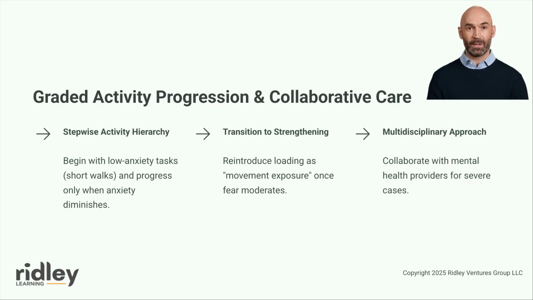The graded activity progression for this patient might begin with short walks on flat ground, which she currently tolerates with mild anxiety. Success at this level, demonstrated by completing walks without worsening symptoms or feared consequences, enables progression to slightly longer walks. Subsequent levels introduce gentle inclines, brief stair negotiation, and eventually partial squatting activities. The key principle is that each level is practiced until anxiety diminishes before advancing, which may require multiple successful repetitions.